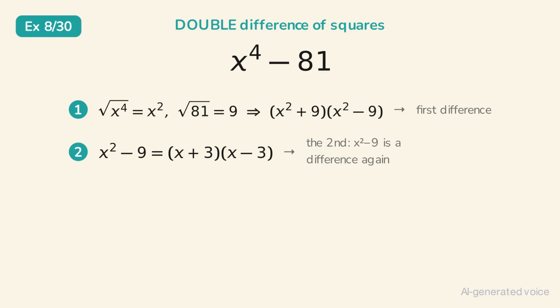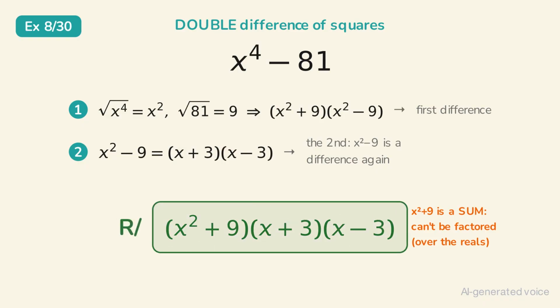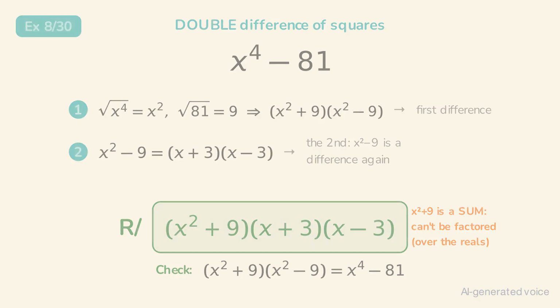x plus 3 times x minus 3. The first parenthesis, x squared plus 9, is a sum, and a sum of squares can't be factored over the reals. It stays put. The final answer has 3 factors. Let's check in parts. x squared plus 9 times x squared minus 9 already gives x to the fourth minus 81. The original came back.